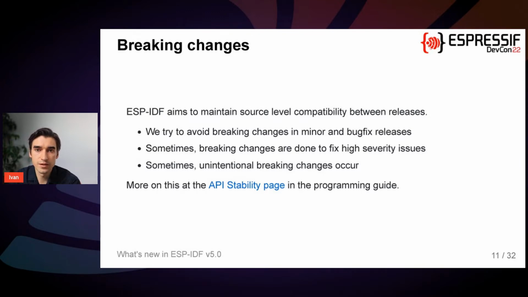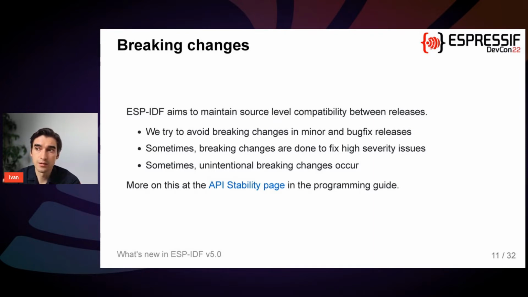So anything that prevents that correct operation would be considered a breaking change. We try to avoid breaking changes to not violate semantic versioning in bug fix and minor releases. Sometimes, however, breaking changes still occur, and this happens primarily for two reasons. One is that sometimes a breaking change is necessary to fix some higher severity issue. For example, a certain security issue might be fixed by making a breaking change.